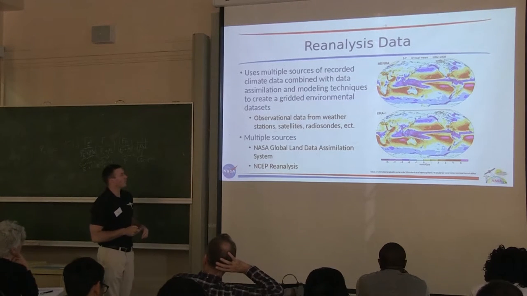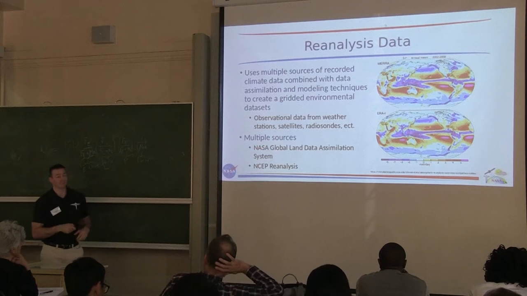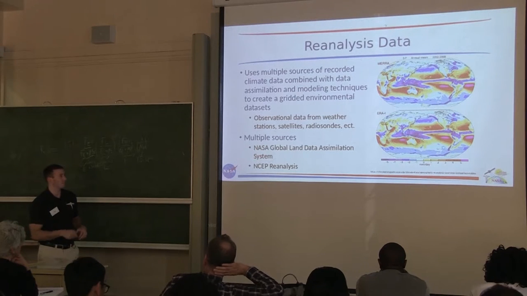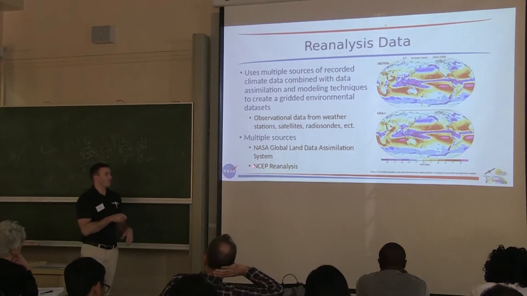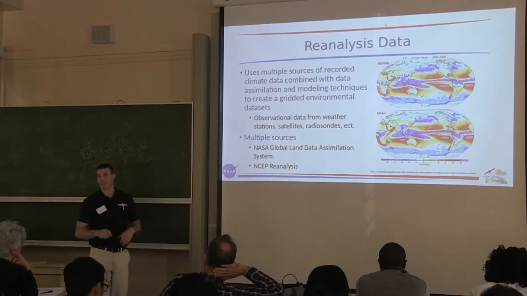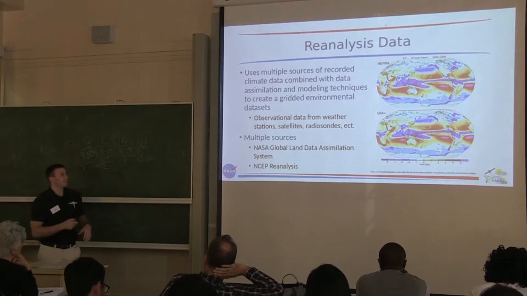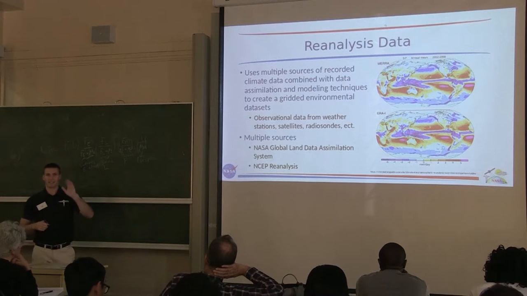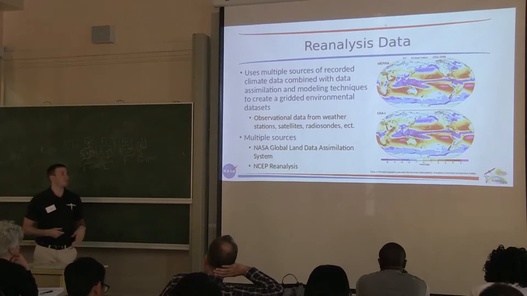There are multiple sources for them. NASA has one called GLDAS, which is the Global Land Data Assimilation System. NCEP has one of the first ones. They have something called the Reanalysis Project, where they do this. These data sets are usually available from the 1970s, 80s, up to the present.